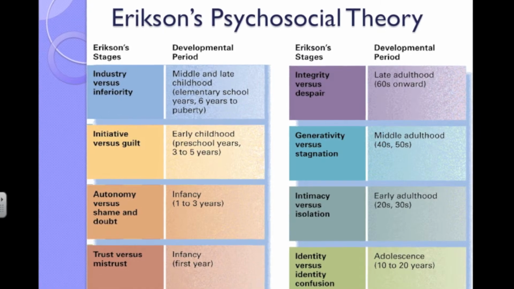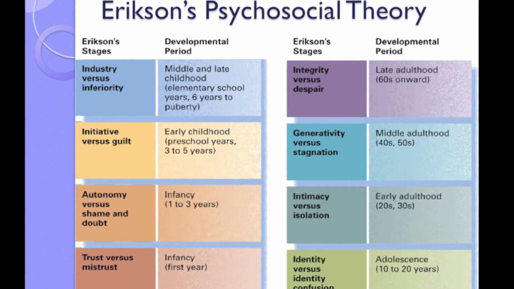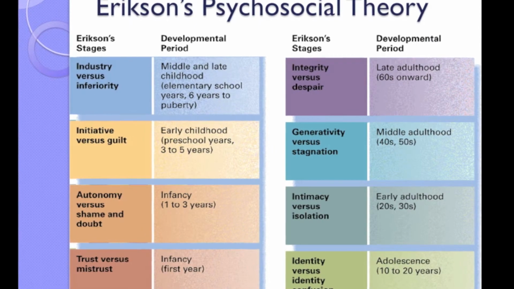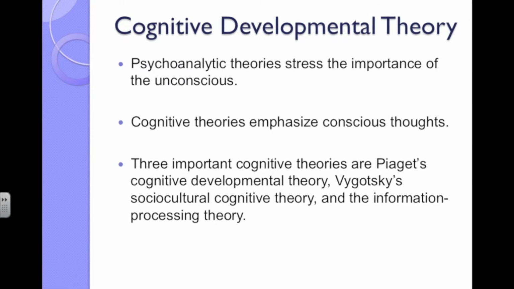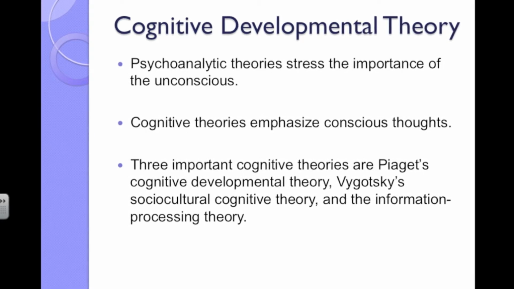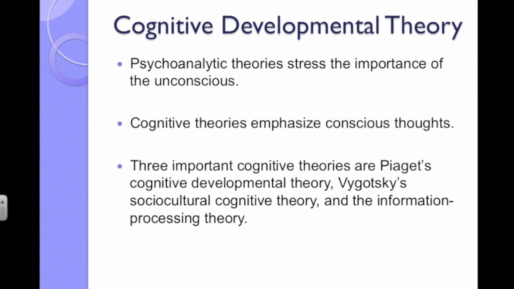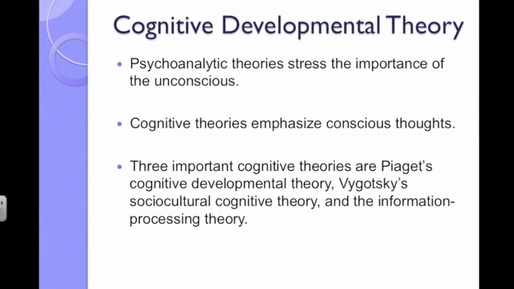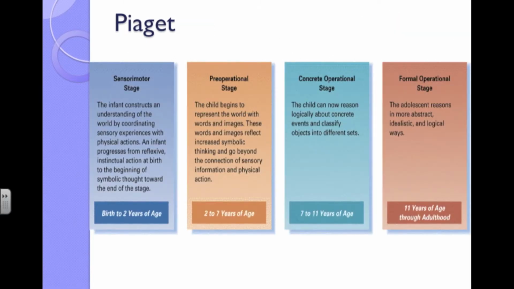Erik Erikson proposed that there are 8 stages of development. At each stage, there's a specific developmental task that individuals must resolve. It is essential to acknowledge the differences between psychoanalytic theories and cognitive theories. Psychoanalytic theories stress the importance of the unconscious, whereas cognitive theories emphasize the conscious mind. We will now explore 3 cognitive theories.